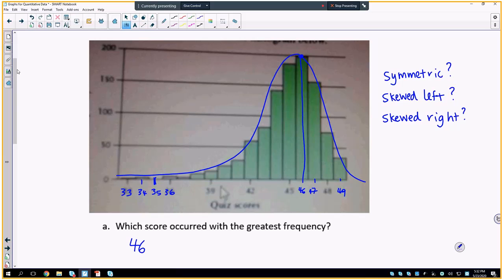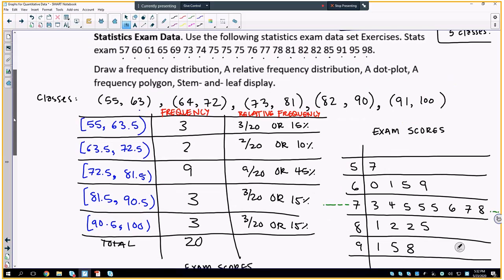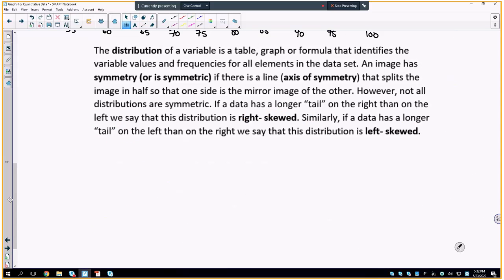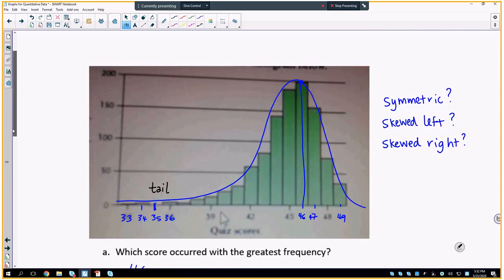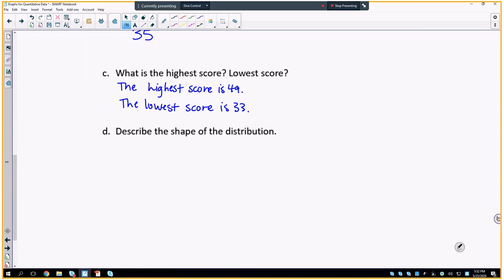But what did I say? I said I have a long tail on the left, and our previous slide told us that if we have a longer tail on the left than on the right, we say that it's left skewed or skewed left. So I would say that this is skewed left or left skewed.